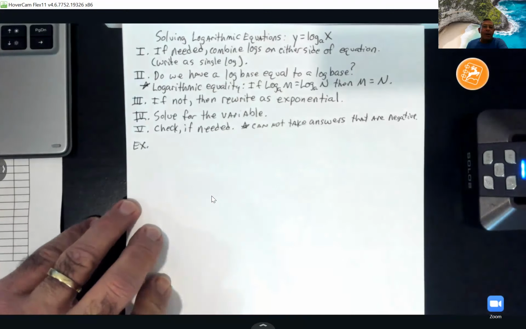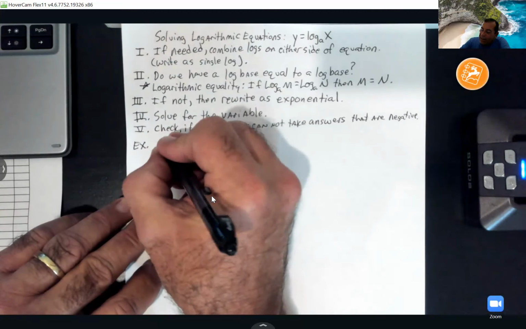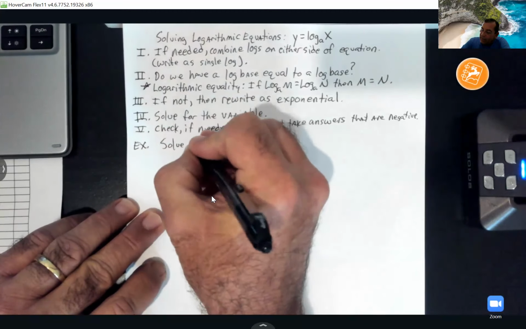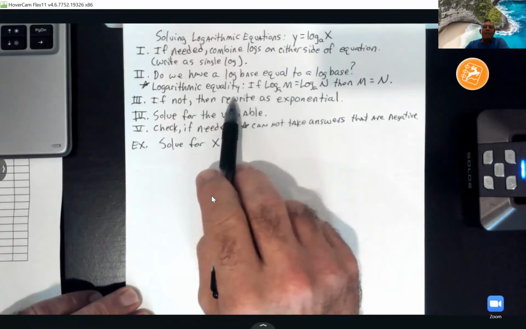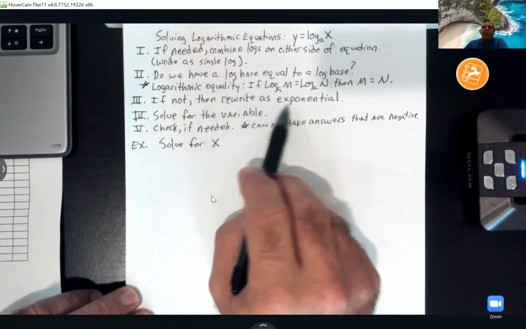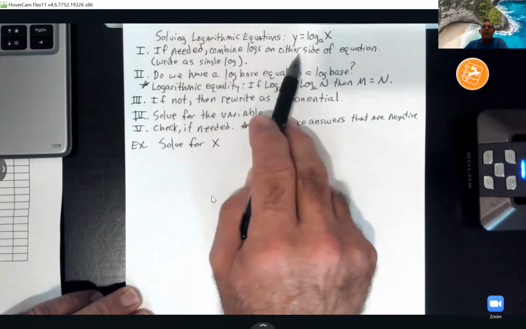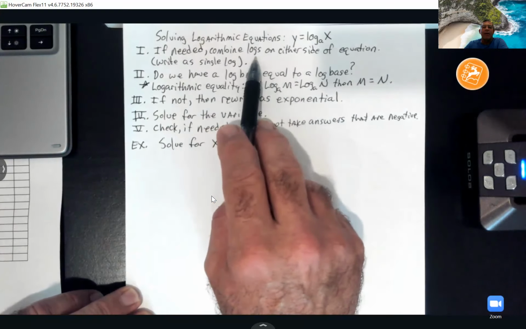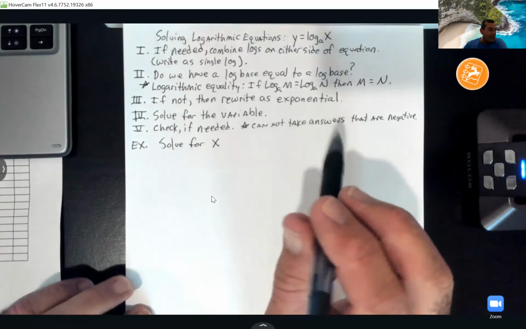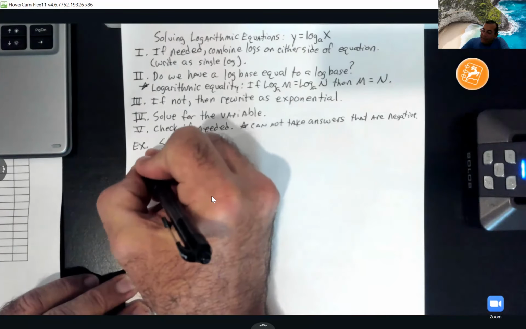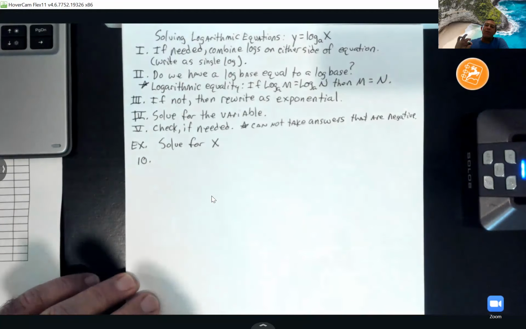Hey, y'all, so here we go. We're going to now solve for x. So they'll start out where I rewrite them as exponential, and then they'll throw some of these in where I combine logs, and then some of these where I have the log equal to the log, okay? So they start out a little minor.